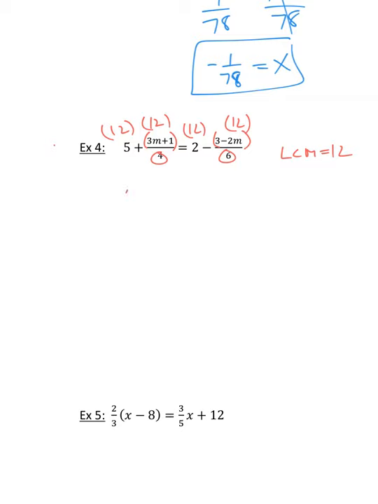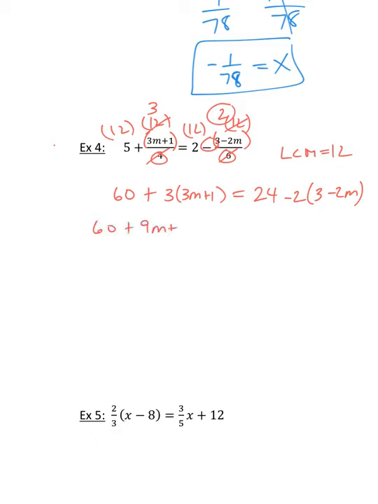Okay, so 12 times 5 is going to be 60, plus 4 divides into 12 3 times. That 3 is going to distribute into 3m plus 1. Bring down your equal sign. 2 times 12 is 24. 6 is going to divide into 12 2 times. Be really careful. This 2 is negative 2. So minus 2 distributes into 3 minus 2m. Okay, try not to distribute in your head. Try to write it out to avoid mistakes, particularly with the negative. So we have 60 plus 9m plus 3 equals 24 minus 6 plus 4m, because remember it's a negative times a negative.